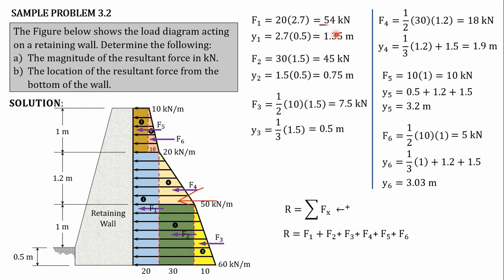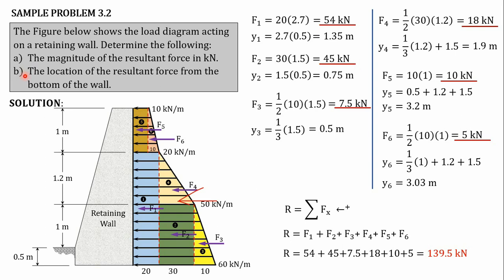So ito yung ating F1, ito yung ating F2, ito yung ating F3, and ito naman na yung F4, ito yung ating F5, and ito yung ating F6. So i-add lang natin siya class, and that is equivalent to 54 plus 45 plus 7.5 plus 18 kilonewton plus 10 plus 5 kilonewton, and that is equivalent to 139.5 kilonewton. And that is our final answer in A class. Nag-gets nyo ako class?